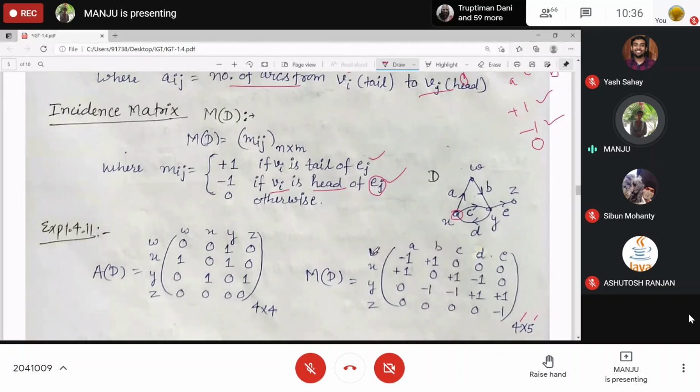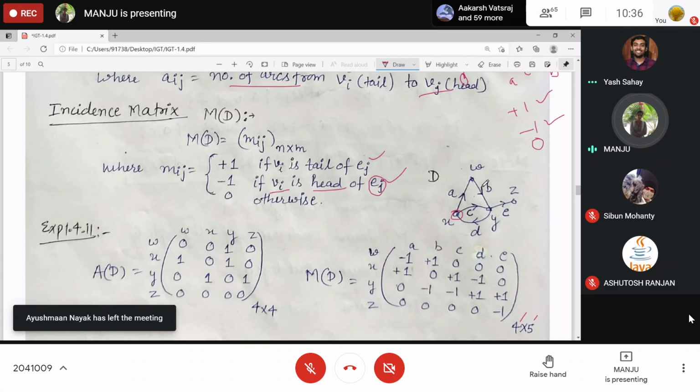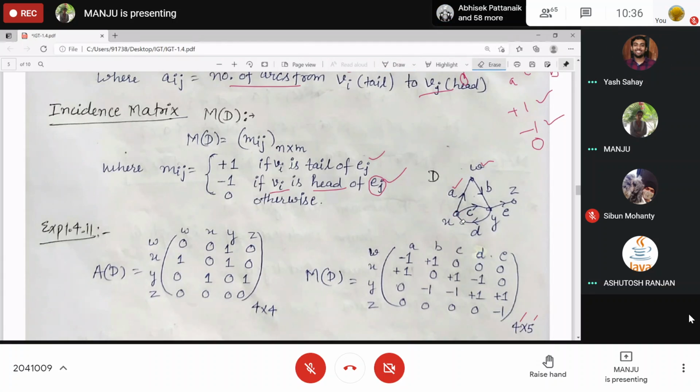For this one, you can write W, X, Y, Z and A, B, C, D, E. W with A. What is the relation? Coming towards or going out? A is coming towards W. Towards means in, so minus. Yes, ma'am. So -1.